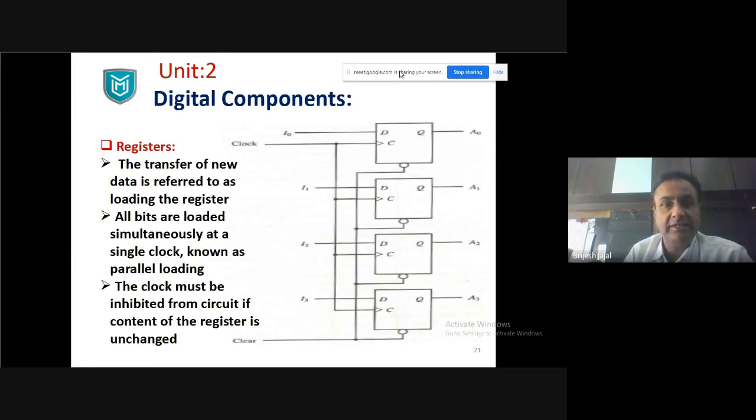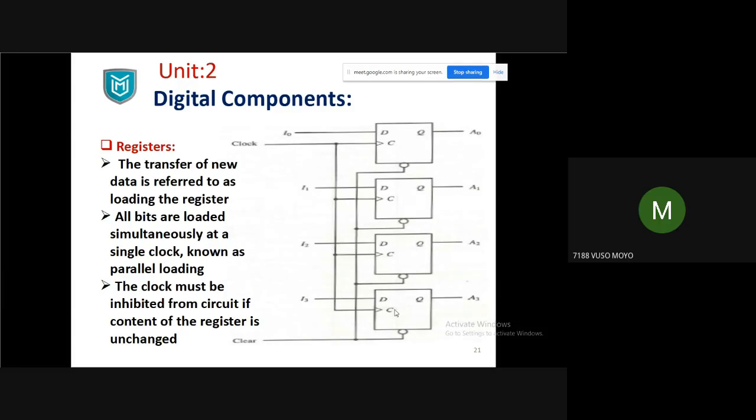This is an example of a register. Whenever you see a D flip-flop, remember, it means it is a register. So how many bits are there? One bit per circuit. This is a block diagram of a D flip-flop. I don't need to teach you this one, you have already done this so far, right? So one D flip-flop, second, third, and fourth.